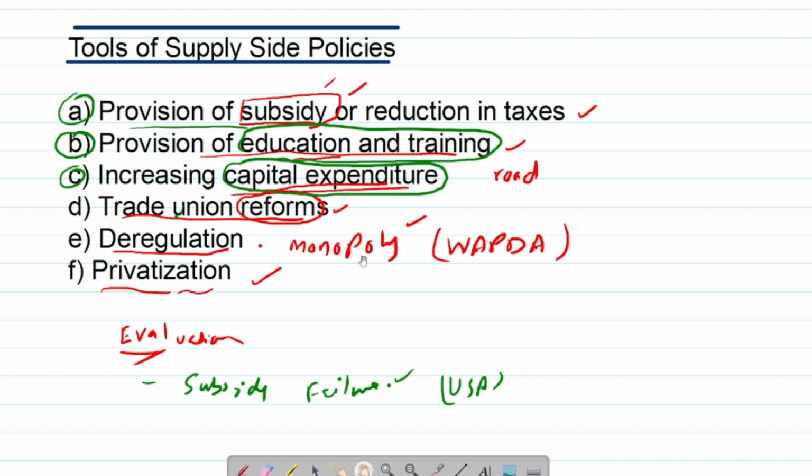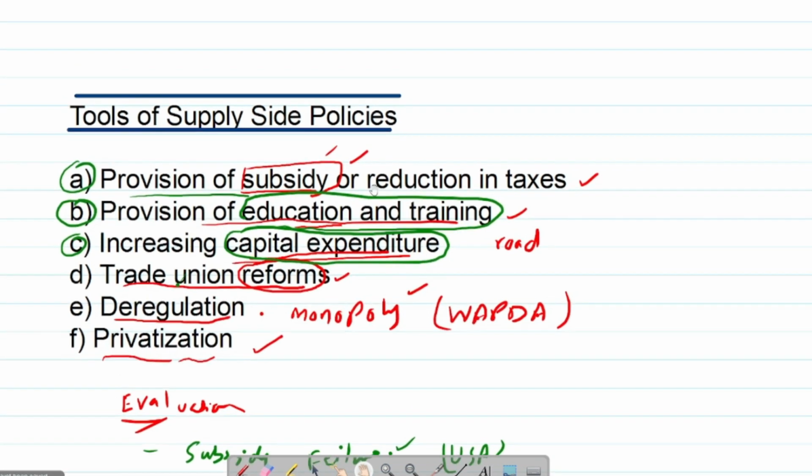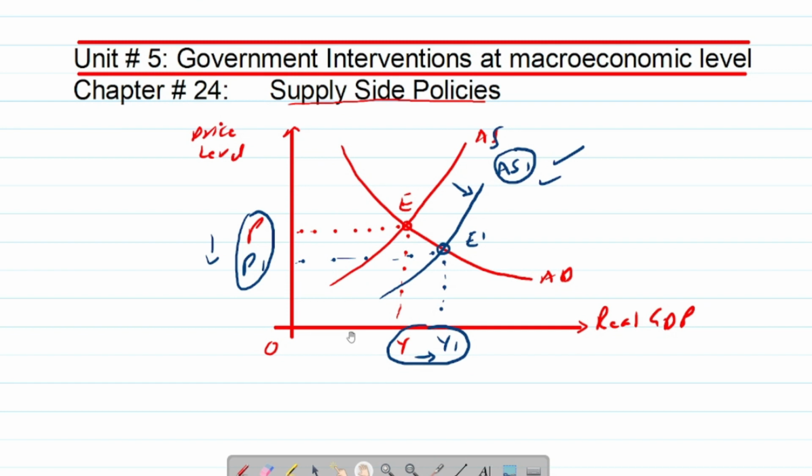So this is the complete chapter that explains what supply side policy is, and if supply side policy is effective, then what will happen to the aggregate supply, what will happen to the price level, what will happen to the real GDP of the country, and why these policies fail to achieve these objectives. And this was really a shorter and smaller topic and chapter, so I believe you understand that.